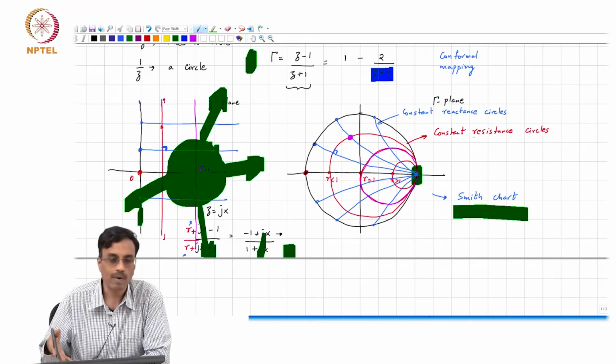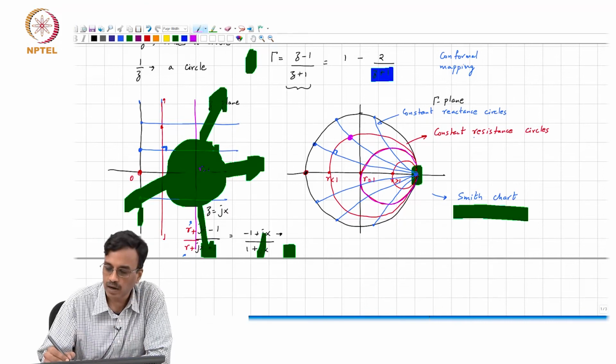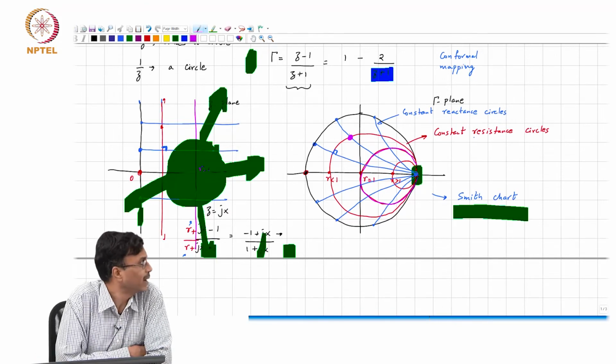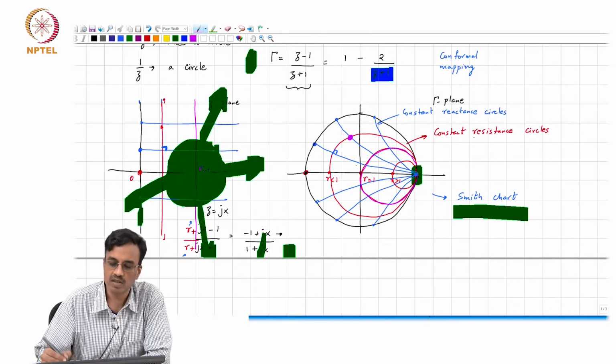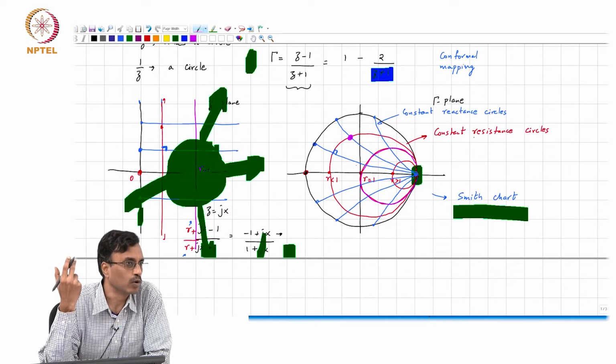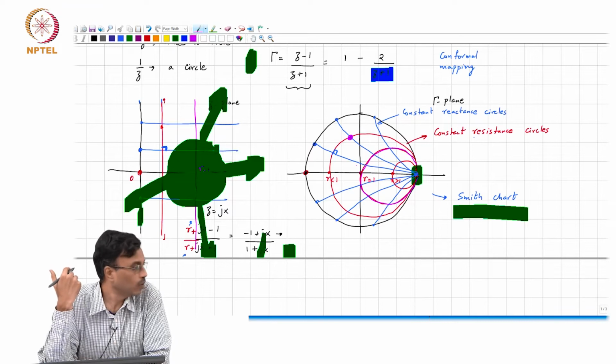I mean, this is the gamma plane, right. I have marked the point here. What is the magnitude of the reflection coefficient? It is simply the radius of this circle, right. The distance from the origin is simply the reflection coefficient, alright.